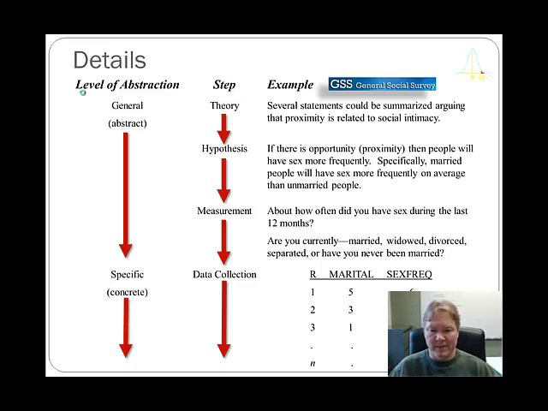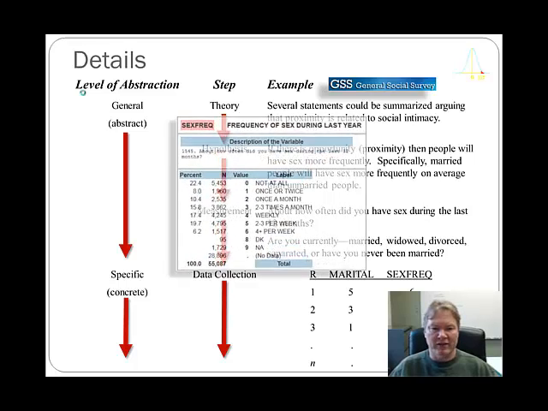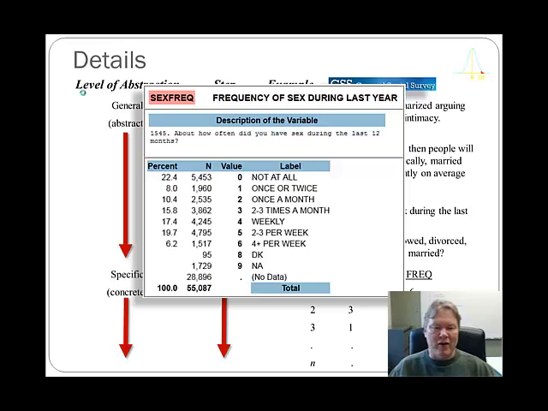Sexual frequency: people could respond between 1 and 6. So here's an example of this variable, the frequency distribution of this variable. 0 means not at all, 1 means once or twice, 2 means once a month, and so forth. Notice that we have some measurement issues here as well. For example, the value 6 means 4+ times per week. So this is for people who report having sex relatively frequently, but yet it's an undefined number. It's 4 or more times a week.